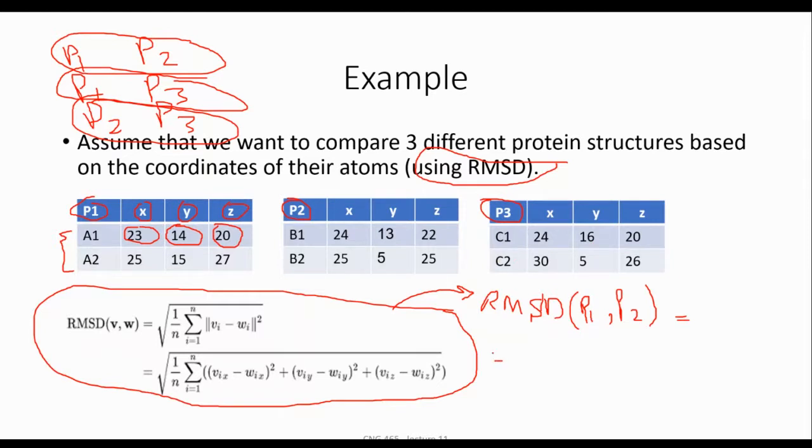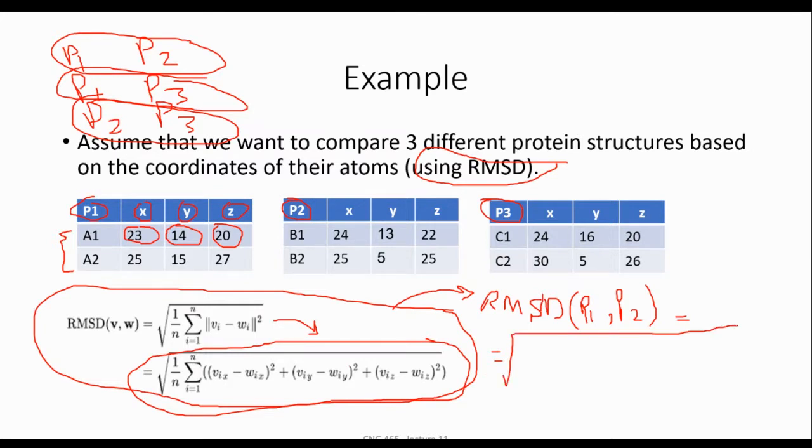Here, I can use this one directly, because this one is the vector type. So I'm calculating the root of 1 over n. What is n here? n is 2, because I have only 2 atoms. So you see, for all of the proteins, we will give you exactly the same number. So 1 over 2. Here, I will have i from 1 to 2.